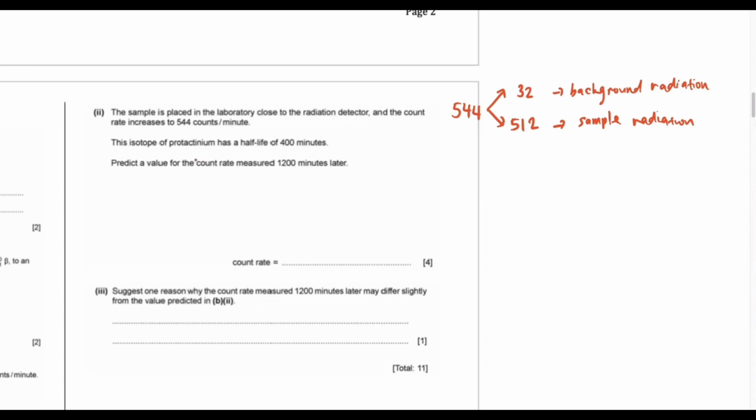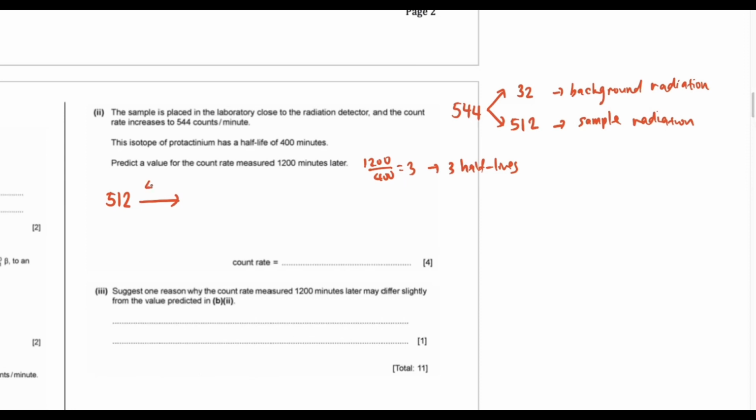Okay, so this isotope of protactinium has a half-life of 400 minutes. Predict the value for the count rate measured 1200 minutes later. So 1200 divided by 400 is equal to 3, so that means there are 3 half-lives. In order to predict this, we have to start from 512, because 512 is the sample radiation. Don't care about the background.